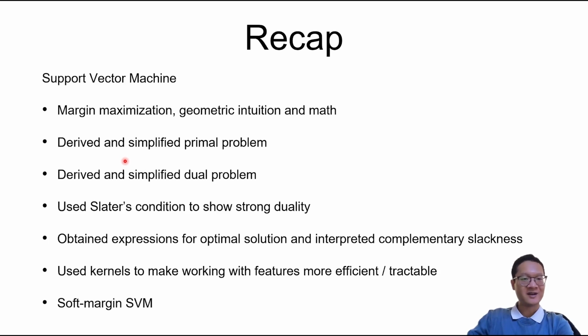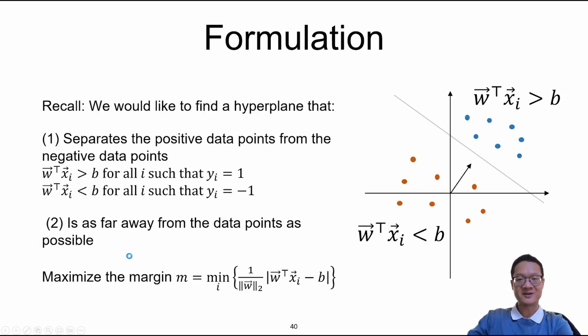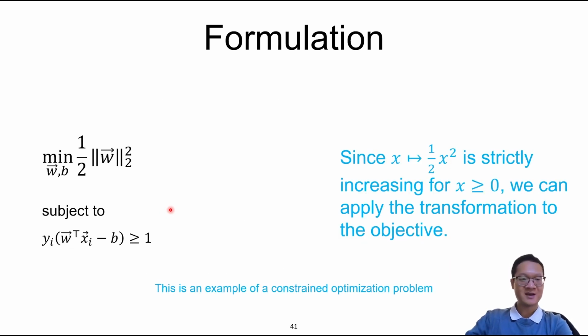Next, we derived and simplified the primal problem. So this was basically this whole process of continuing our geometric understanding of the problem and translating it back and forth between math and geometry, and then going ahead and formulating a constraint optimization problem whose solution is going to give us the hyperplane, right? The hyperplane is parameterized by a vector w and b. So we simplified this quite a bit, and this is where we got to. So this is a primal problem.